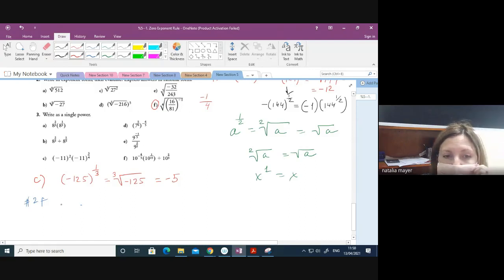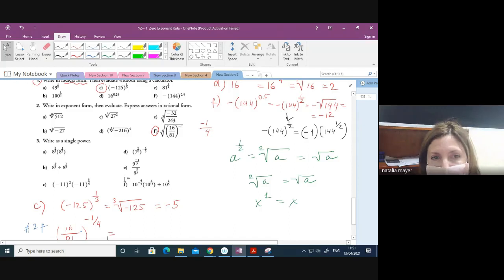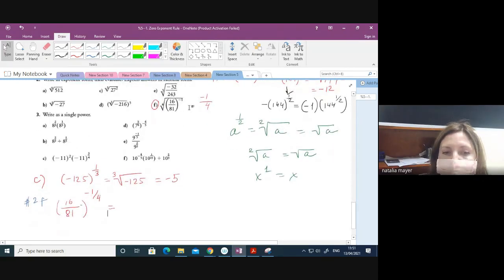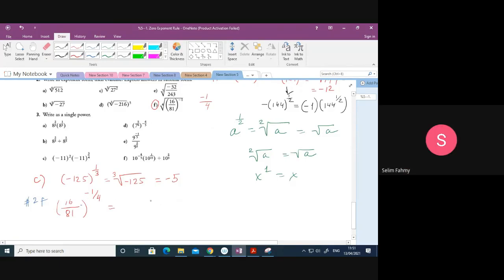So let's write it down. It's going to be 16/81, parenthesis, everything to the power of -1/4. So we did the first part of the question, which is we converted, or switched, from radical form to exponential form. Now we need to express it in rational form, which means a positive exponent. So how do we make this exponent positive? We would then do the reciprocal?